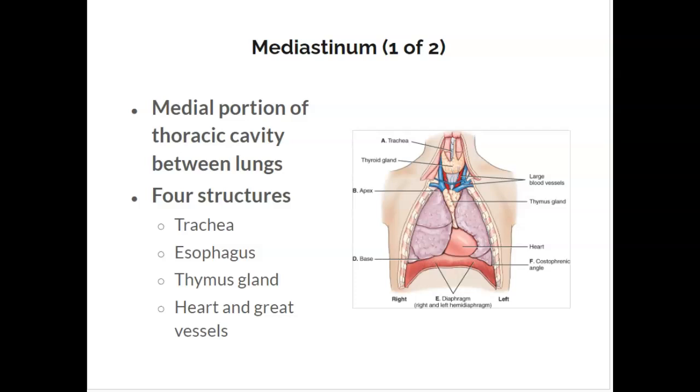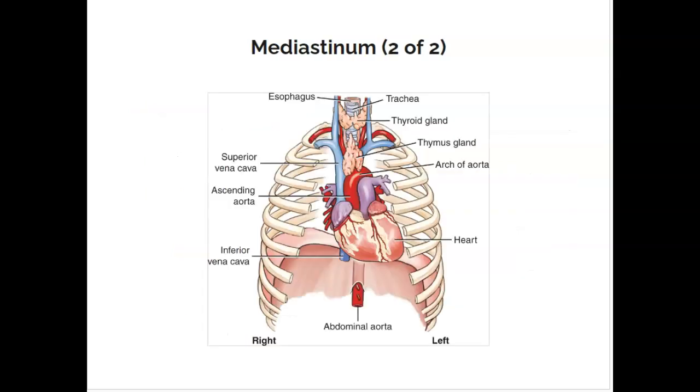Diving a little bit deeper into the mediastinum, this is the third section of the anatomy of the chest. It's divided into four different structures: the trachea, the esophagus, the thymus gland, as well as the heart and great vessels. The only thing I really want you to know about the heart and the great vessels is that the heart and the roots for the great vessels are enclosed in a double-walled sac called the pericardial sac. The great vessels of the mediastinum are going to be the inferior vena cava, the superior vena cava, the aorta, as well as the pulmonary arteries and veins. That's all I need you to know.